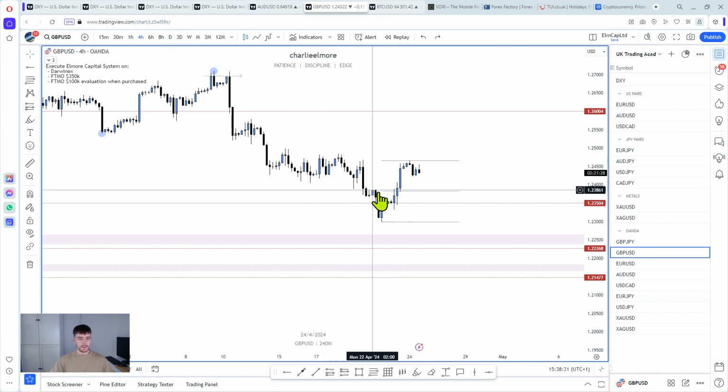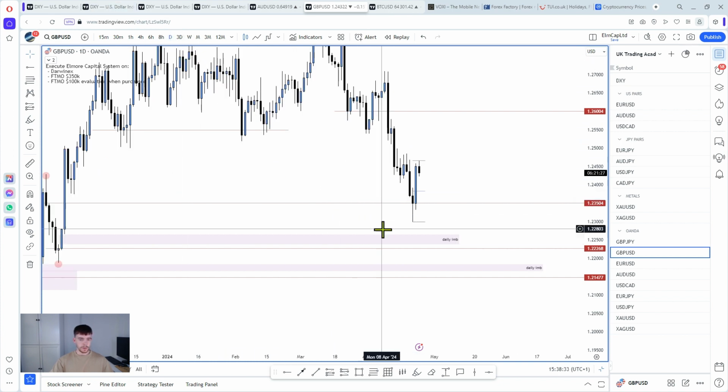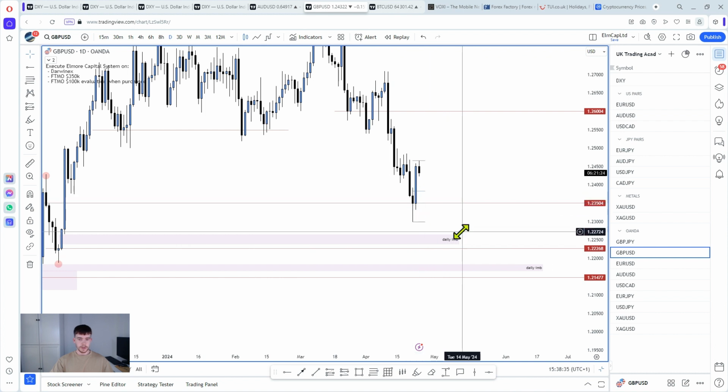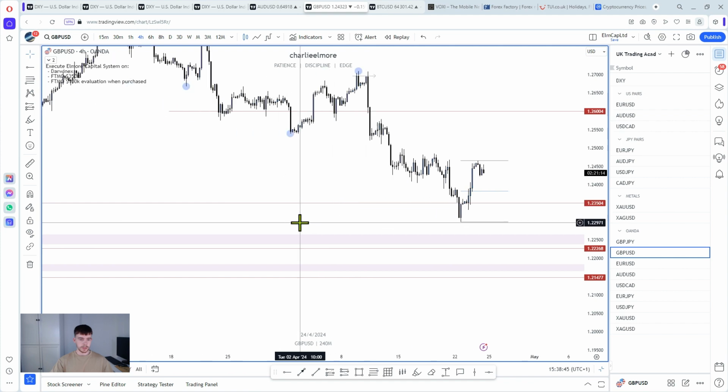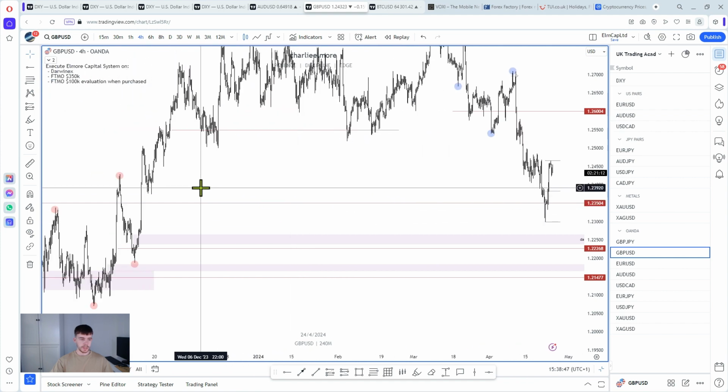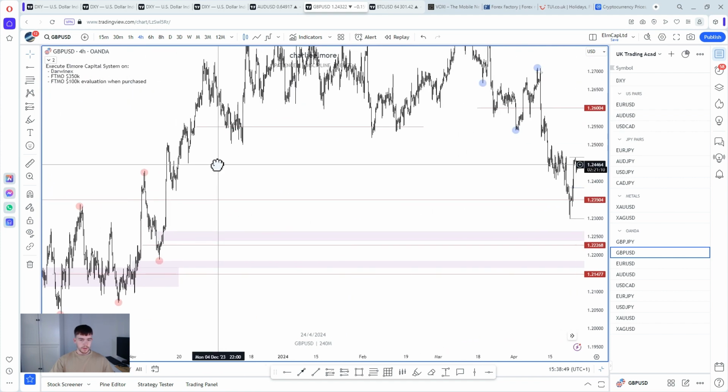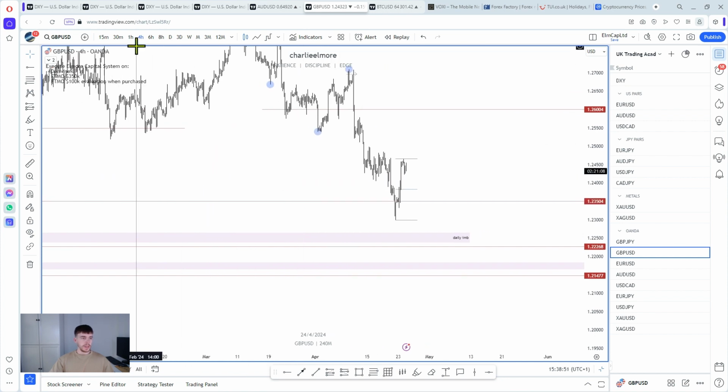So specific levels at which I'd be looking to buy from would be down here, 1.23500, and pretty much that's it. That's all I can see, to be honest. 1.23500 is a very, very nice key area, and that is the monthly level as well. So yeah, that could be a nice move.